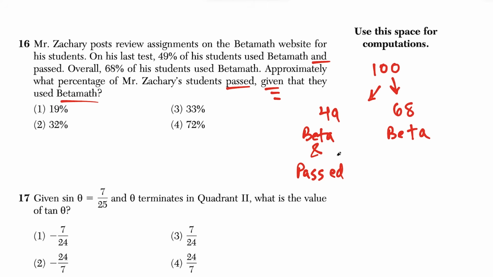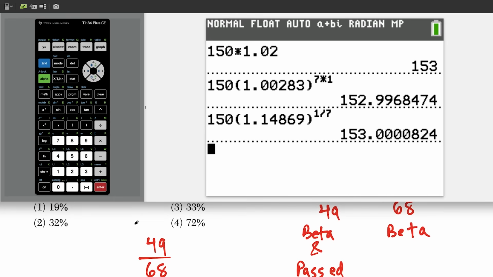Well, if we're just talking about the Betamath population, that's a total of 68 students. So 68 used Betamath, and how many used Betamath and passed? That's 49 out of 68. So we are restricting the population just to the students who use Betamath, and then we're finding that new percentage. Now, I can already see that 49 is more than half of 68, so by default it has to be choice 4. But let's see what we get.